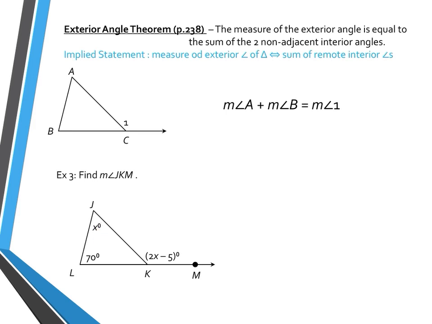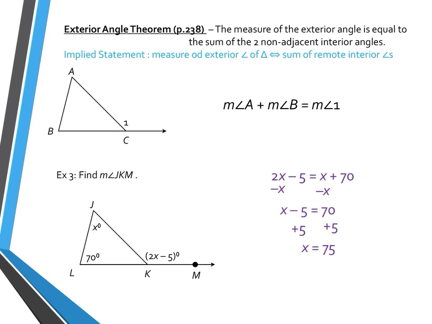So first we'll set up an equation. We'll say x plus 70 equals 2x minus 5. Again, the exterior angle equals the sum of the two non-adjacent angles. And now you're ready to just solve for x using your mad algebra skills. So we subtract x from both sides, resulting in x minus 5 equals 70. And then we'll combine the minus 5 by adding 5 to both sides, resulting in x equaling 75.